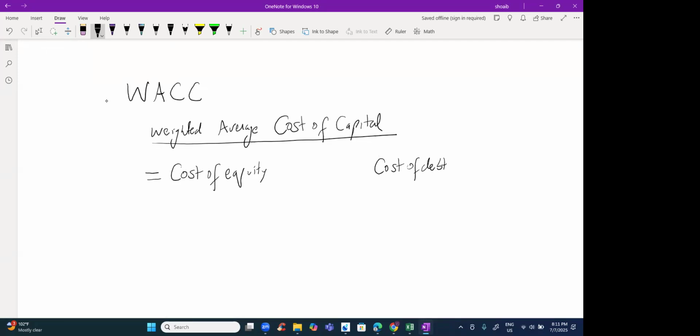And if you're able to calculate cost of equity, multiply it with proportion of equity. So what we will do, we will take the equity proportion divided by equity plus debt. And then we will calculate the cost of debt and multiply it with debt proportion. That is debt divided by equity plus debt.